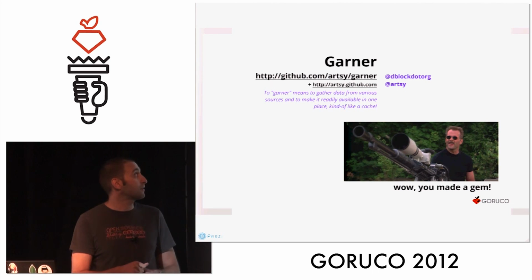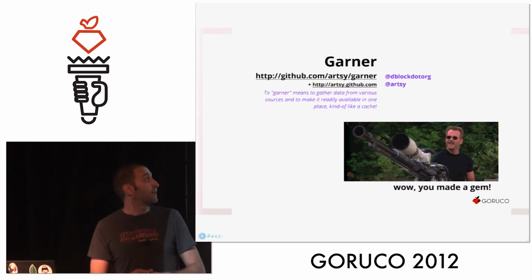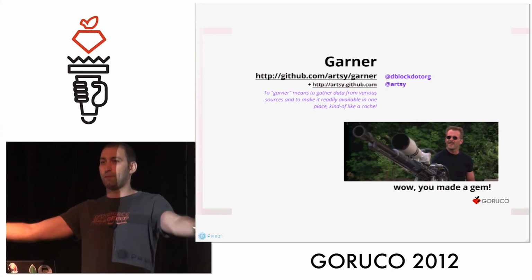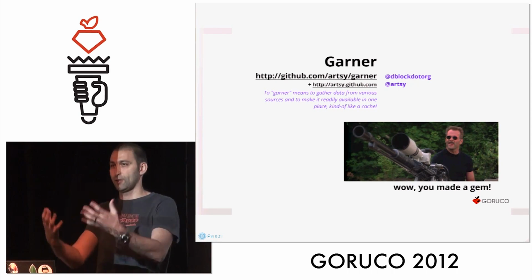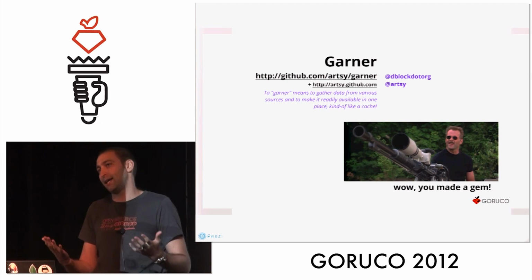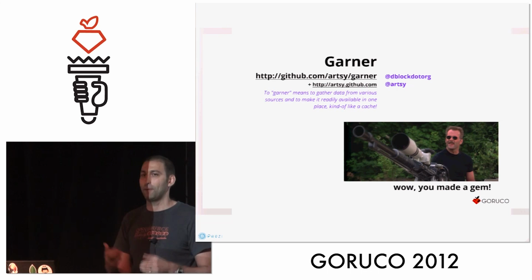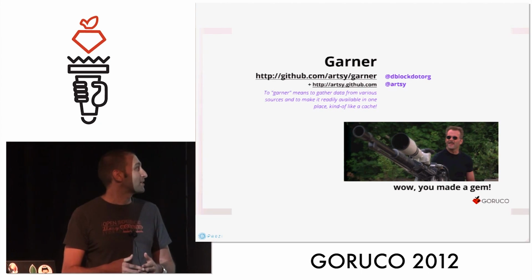So it's called Garner. It's GitHub Art.sy, the company I work for, which is awesome, Garner. And to garner means to collect things from all over the place and put them in one single location so that they're in front of you, readily accessible. That's kind of like a cache. It also starts with a G, which is the same as Grape, and those work really well together today. So I thought that was appropriate.